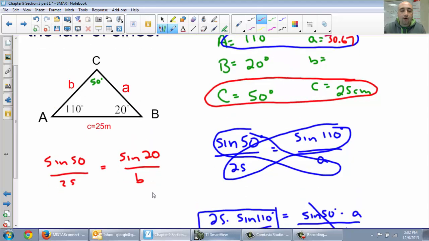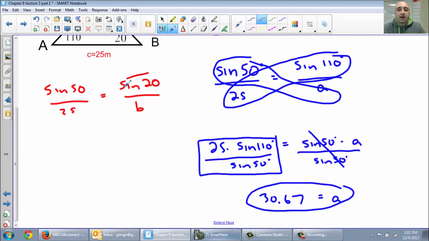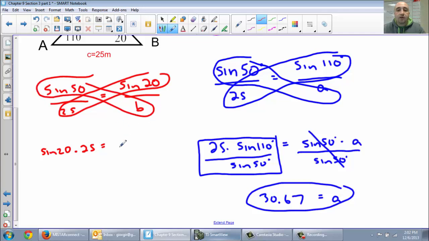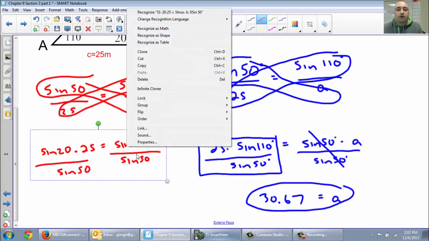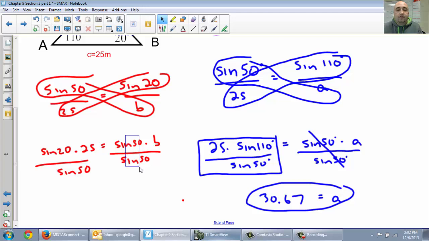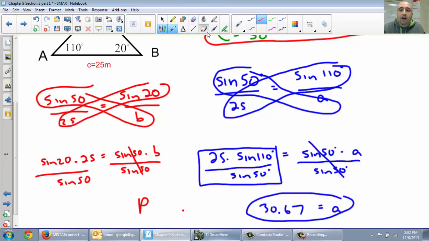Now we're going to cross multiply again. Sine of 20 times 25 is equal to sine of 50 times little b. And then how do I get b by itself? I need to divide by sine of 50 again. Sine of 50 over sine of 50 cancel each other out. Those are 1. So I'm left with b is equal to sine of 20 times 25 divided by sine of 50.